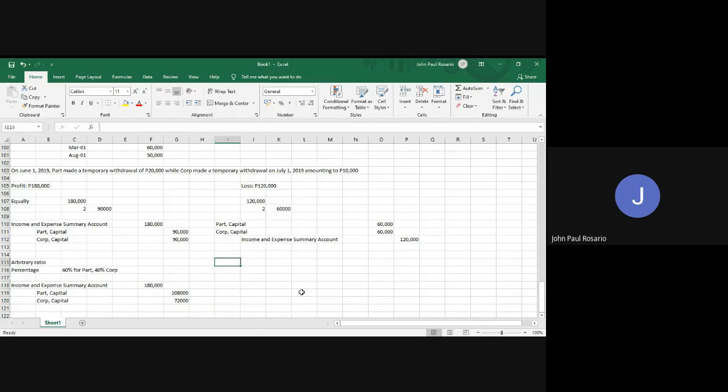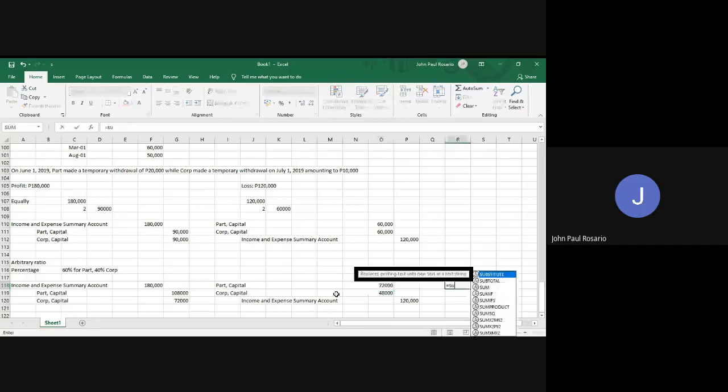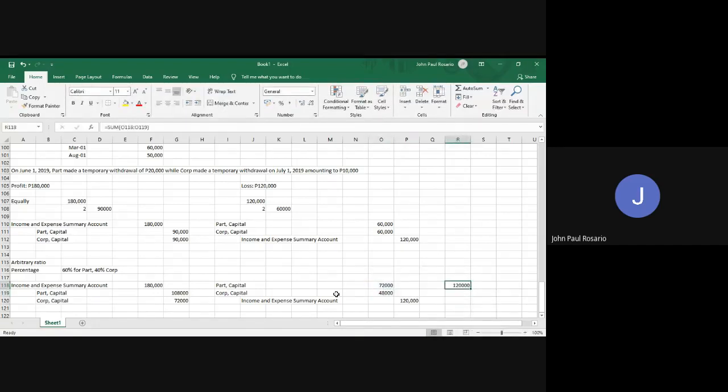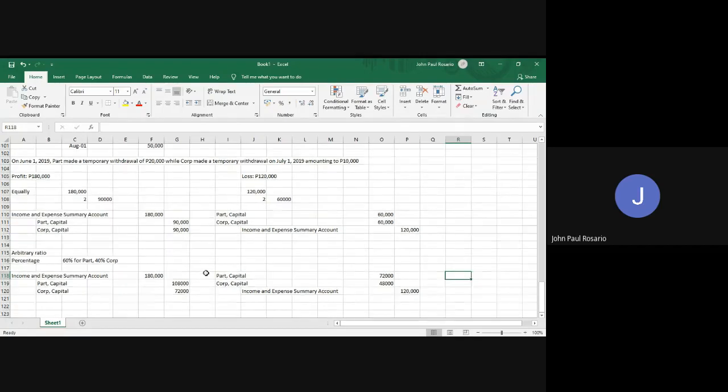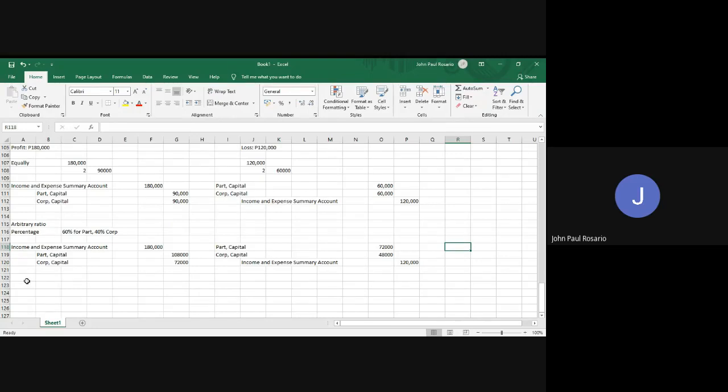While if there is a loss, this is the pro forma entry, where the loss is 120,000. So for Part, 120 times 0.60, and for Corp, times 0.40. The total is still 120. So that's it. And 3, so what if it is a capital ratio? So ratio.